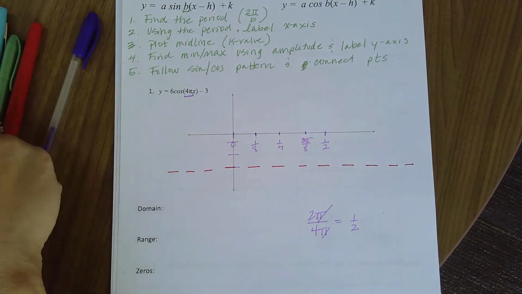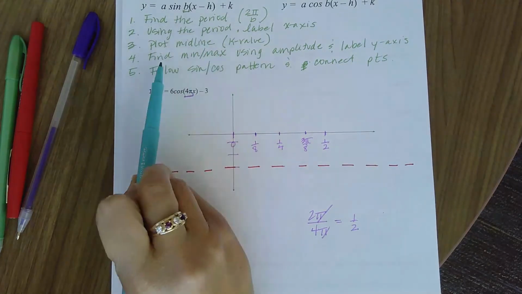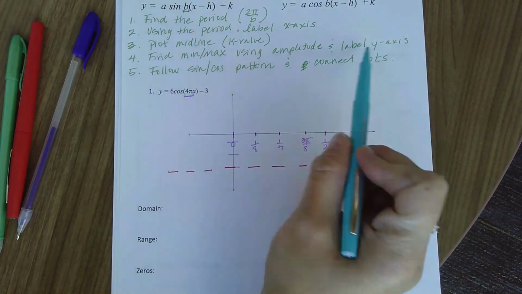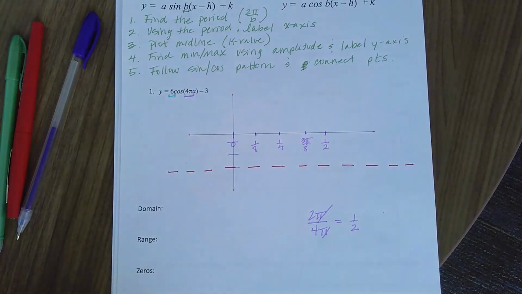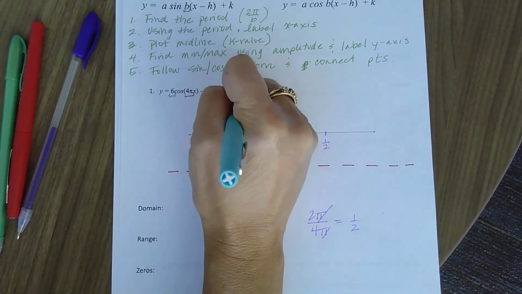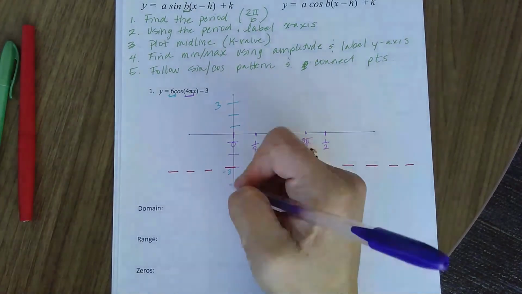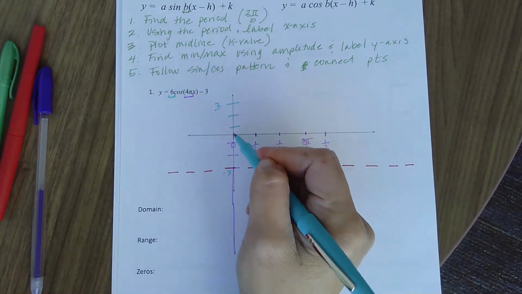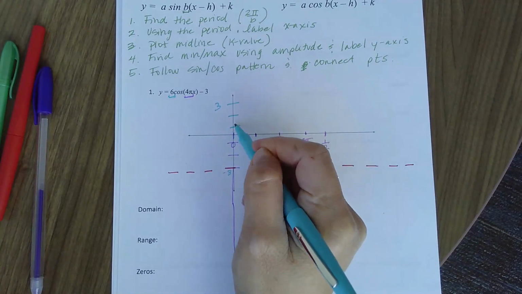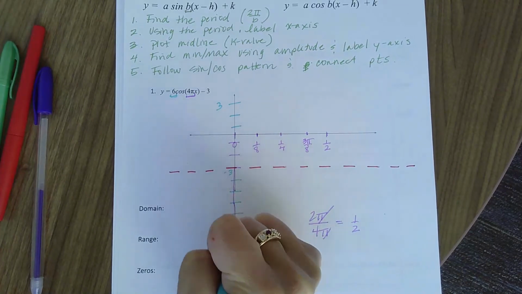And then I'm going to use the amplitude. So it says plot the midline, then find the min and max using the amplitude and label your y-axis. Our amplitude is the number being multiplied by your function. So in this case, 6. So if this is -3, that means my amplitude has to be 6, which means I have to count up 6 from my midline. So 1, 2, 3, 4, 5, 6. And then I'm going to count down 6. 1, 2, 3, 4, 5, 6.